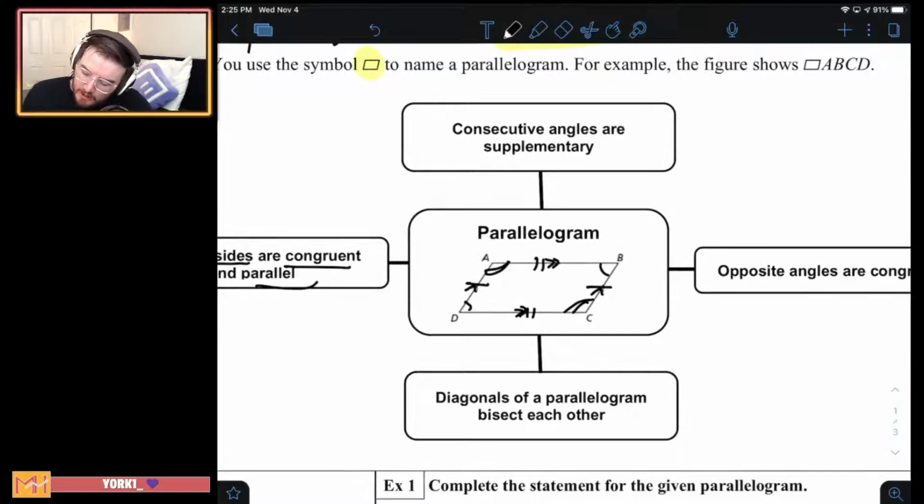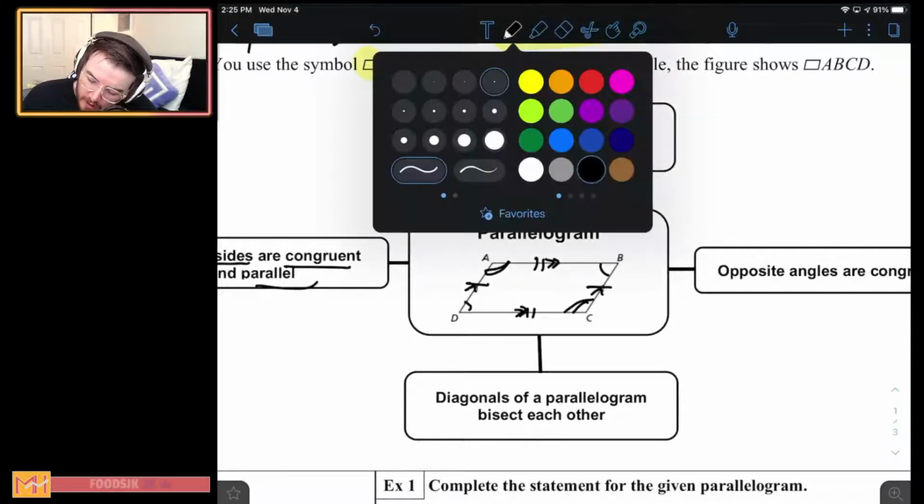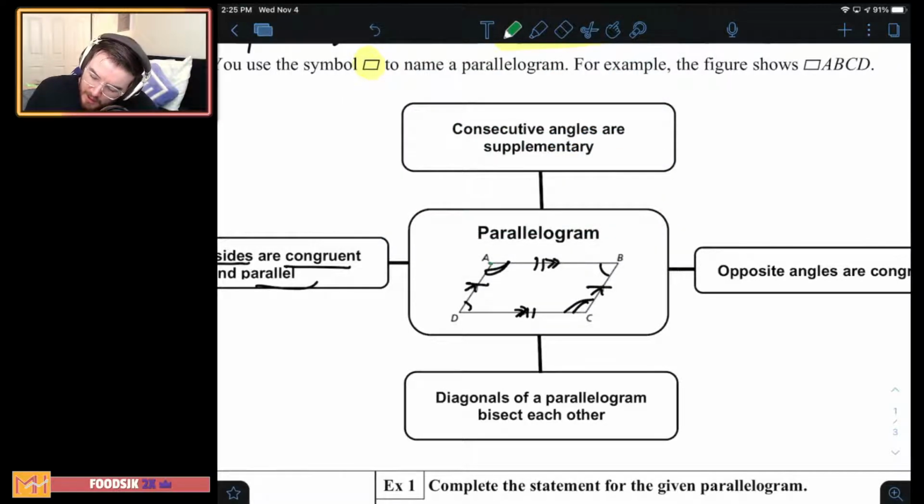And then last but not least, and the drawing's getting a little overwhelming, our diagonals bisect one another. So this half is congruent to that half, and this half is congruent to that half.